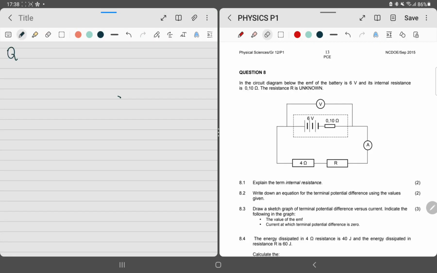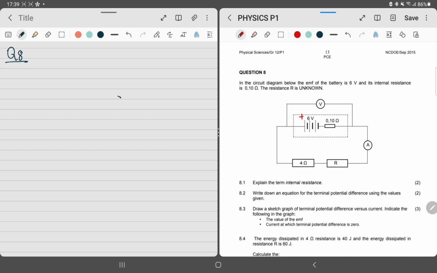We are taking this from the Northern Cape, September 2015, question 8. In the circuit diagram below, the EMF of the battery is 6 volts and its internal resistance is 0.10 ohms. The resistance R is unknown.